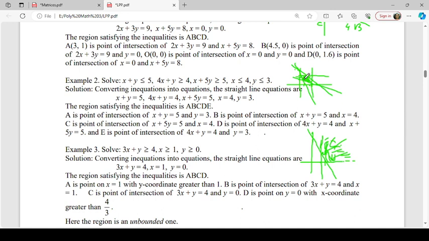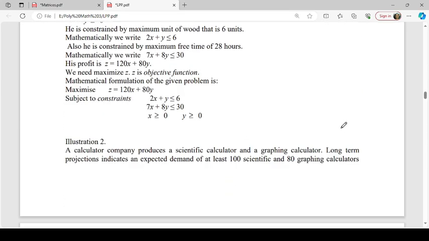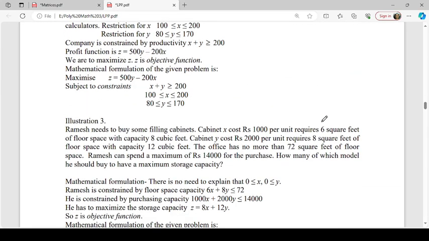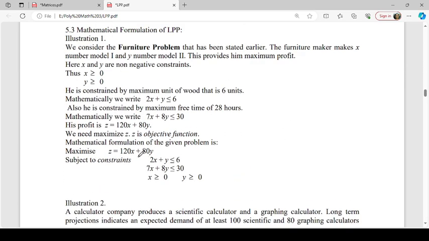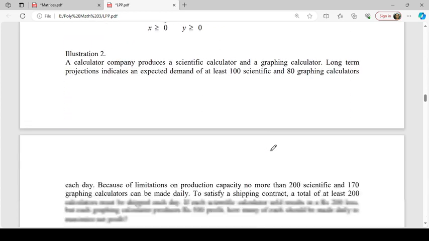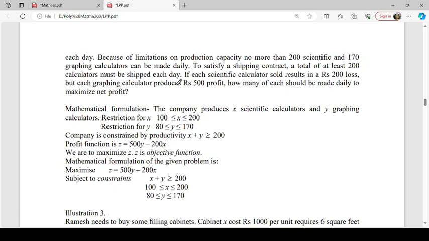And for maximization or minimization, this will be here. So this is the corner point. We try this in the corner points, and where it is maximum we have the value. Then this is another illustration. So this is the mathematical formulation.